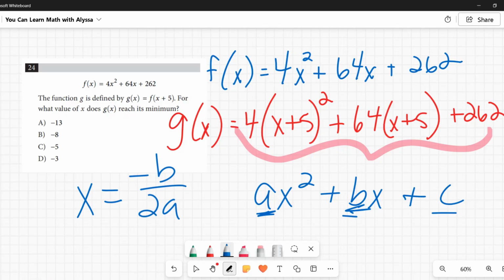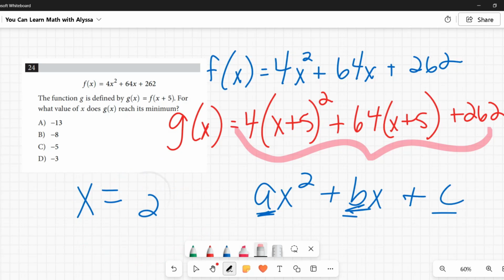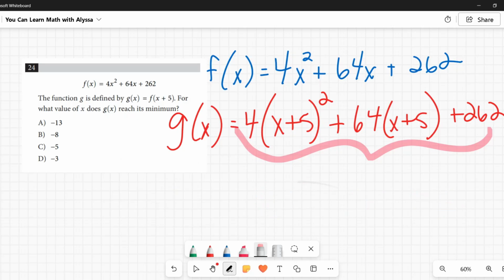There you go. Any problem on the SAT that talks about finding what value of x it reaches its minimum, this is the goal. You want to find x equals negative b over 2a to find the vertex, to find the minimum, if you're doing it by hand, not graphing. Okay, so let's go in here.